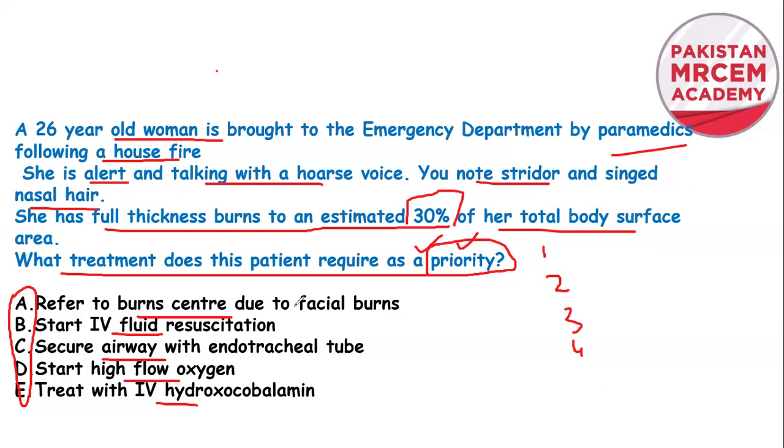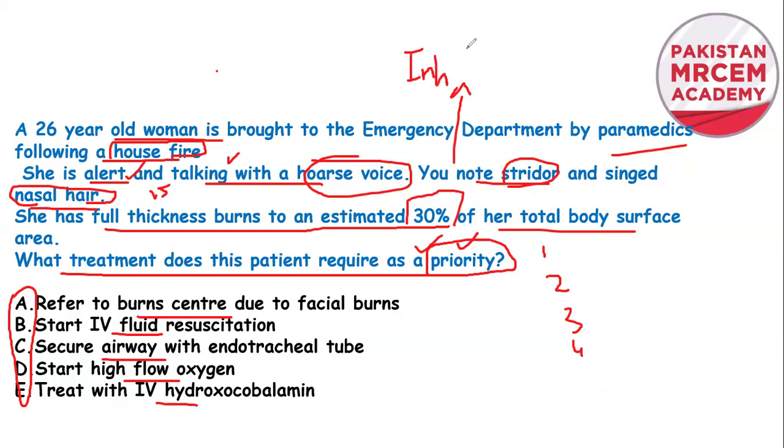Secure the airway with the ETT. Okay, and could you tell me the rationale for this? Why have you chosen this option? There was stridor and a hoarse voice. What does it indicate? So there is a history of fire in the house. The patient is alert, GCS is still 15, the patient is talking, oriented and conscious. But there is a hoarse voice, stridor, and singeing of nasal hair. So what do these three things tell us? They tell us about the inhalational injury.